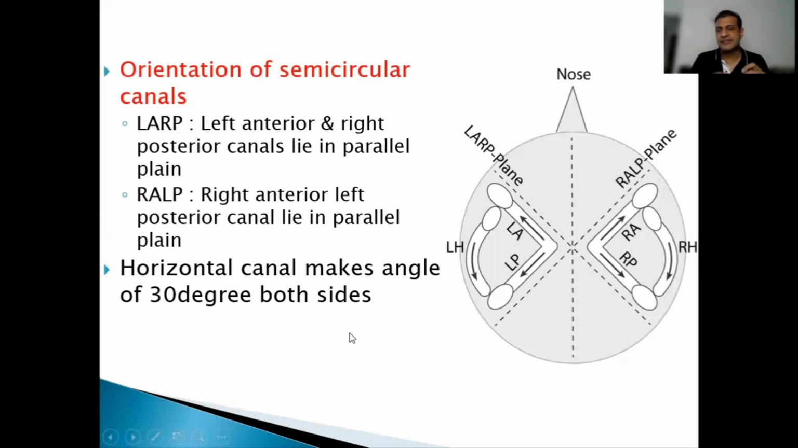The semicircular canals are arranged in such a way that the left anterior semicircular canal functions in parallel with the right posterior, and the right anterior functions in parallel with the left posterior. So they are called the LARP or the RALP plane, and the two horizontal canals lie at a 30-degree angle, but they are parallel to each other.